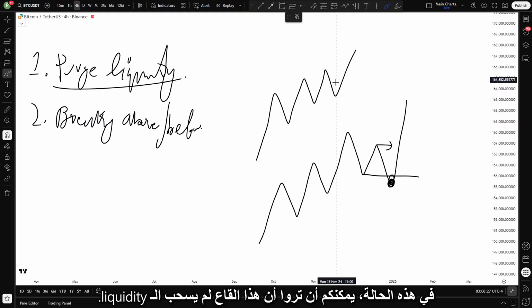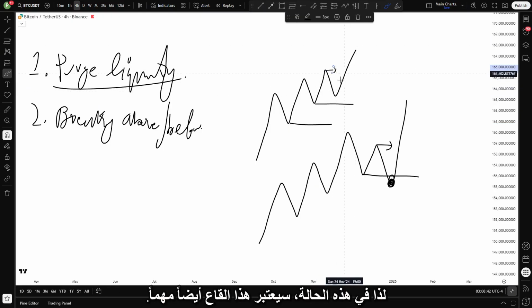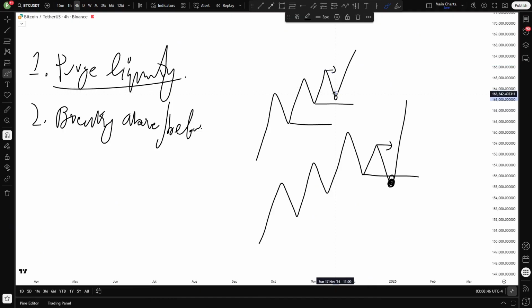So in this case, you can see that this low hasn't taken out liquidity. This low hasn't purged below any lows, but this low has led to this high being broken above. So in this case, this low would also be considered a significant low.